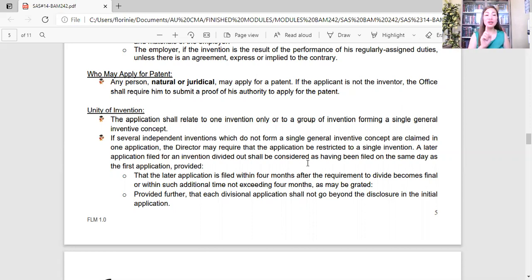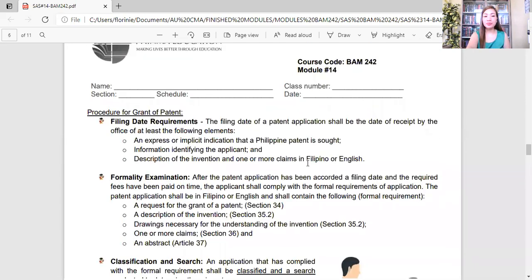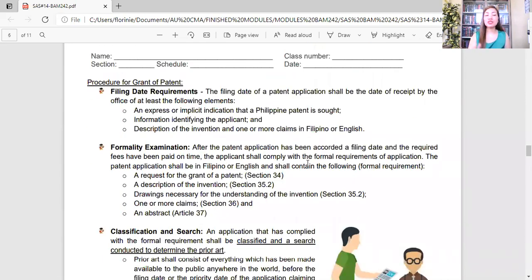Next, provided further that each divisional application shall not go beyond the disclosure in the initial application. Okay? Paano ba yung procedure for the grant of patent? Of course, meron tayong filing date requirements, meron tayong formality examinations. And pag-usapan muna natin yung filing date requirements.